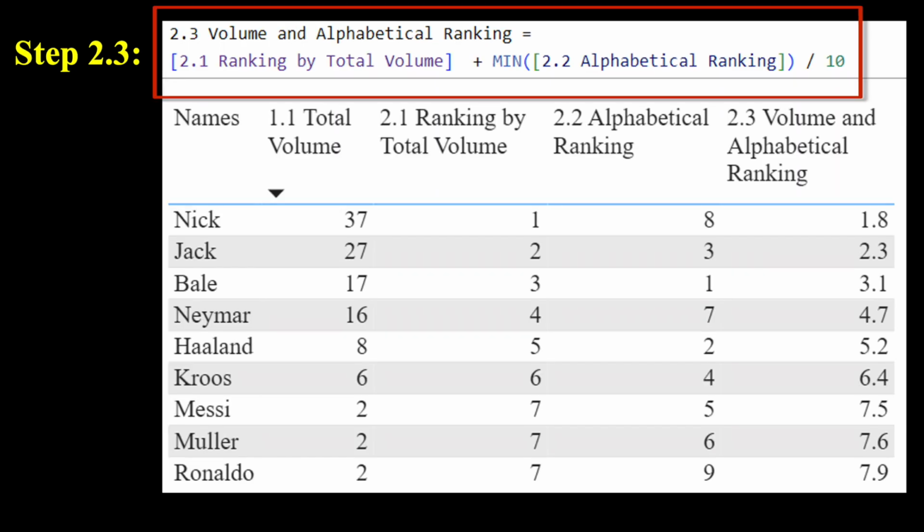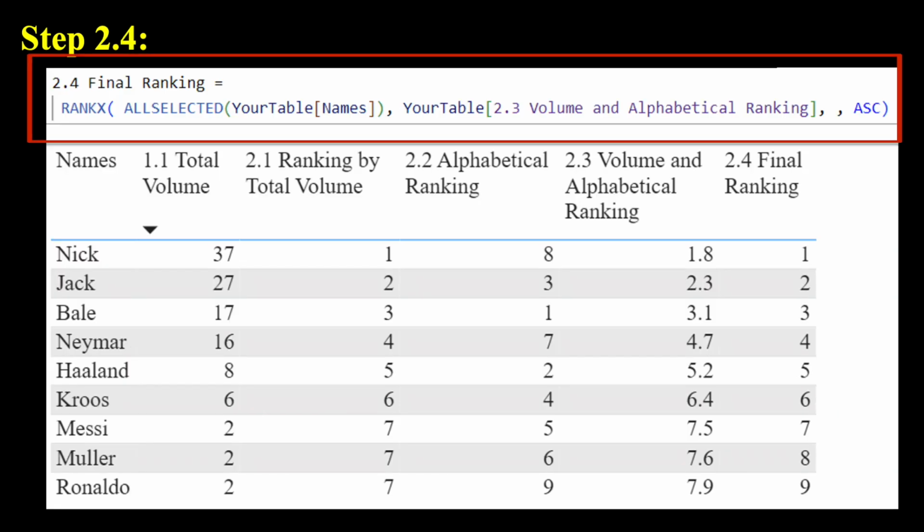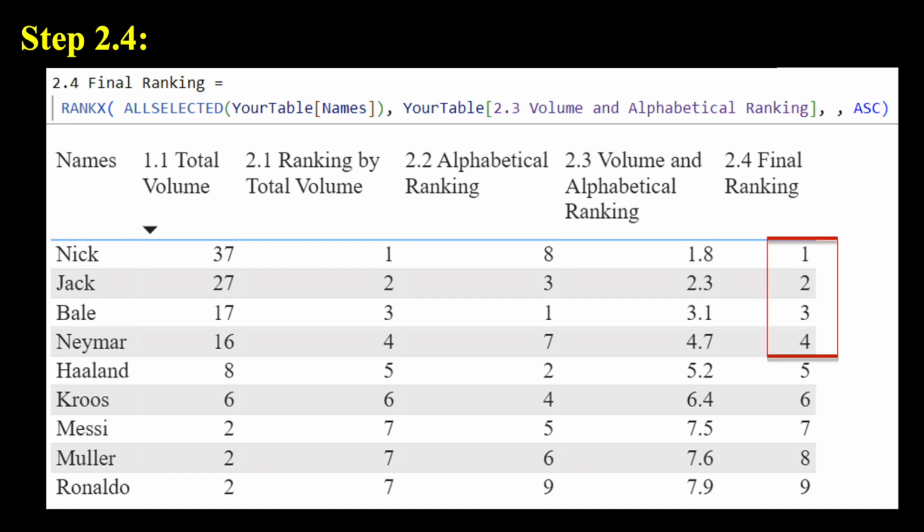And in step 2.3, we will create another measure to combine 2.1 and 2.2, which is to create a new ranking based on both total volume and alphabetical order. So the output of 2.3 will still rank the names based on the total volume first, and then for any names with the same total volume, their names are ranked alphabetically. The next step is to create one more measure for the rankings, as we need whole numbers, not decimal points, for the next steps.